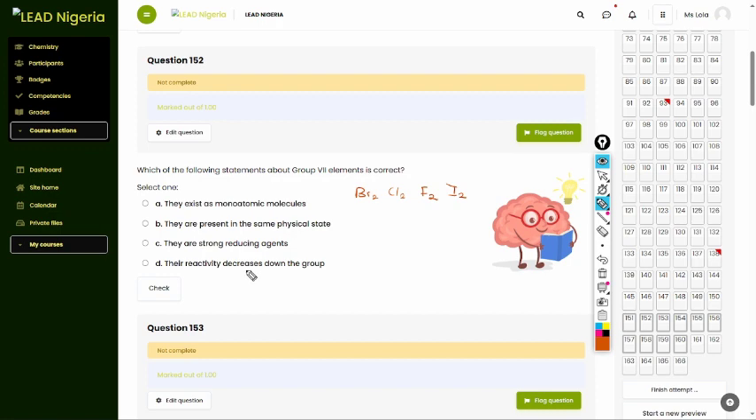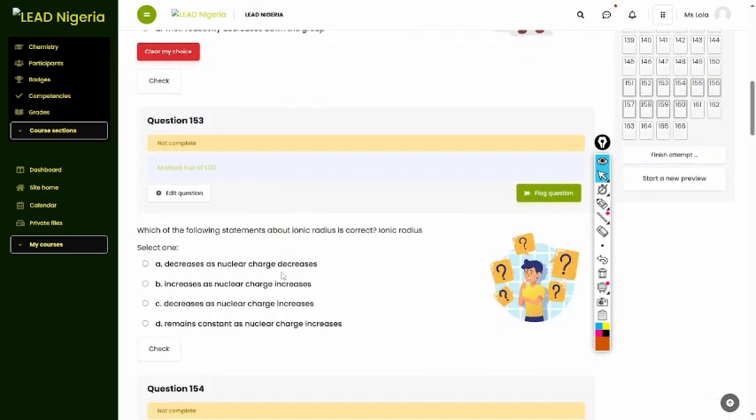So they are strong oxidizing agents, not strong reducing agents. Now, their reactivity decreases down the group. This is true because fluorine is the most reactive and iodine is much less reactive. So as you're going down the group, the reactivity of the halogens decreases. So the correct answer is C.